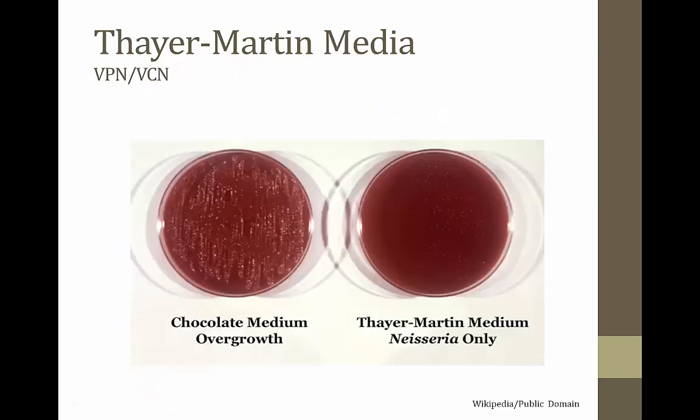And here's an example of how it works. So on the left we've got chocolate agar, and you can see that lots of different bacteria are growing. On the right there's the Thayer-Martin medium, so the chocolate agar has been supplemented with vancomycin and polymyxin and nystatin, and now you just have some small dots, and those are little colonies of Neisseria that are growing because that's the only bug that will grow on the Thayer-Martin medium.